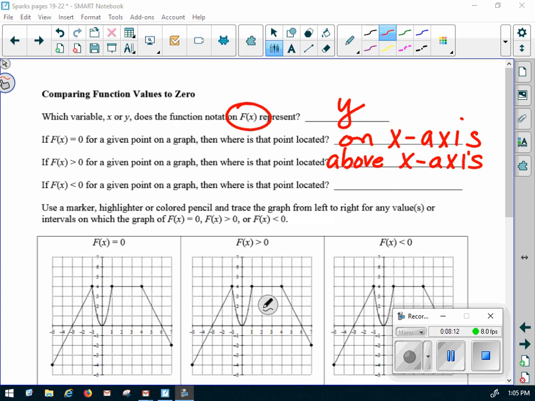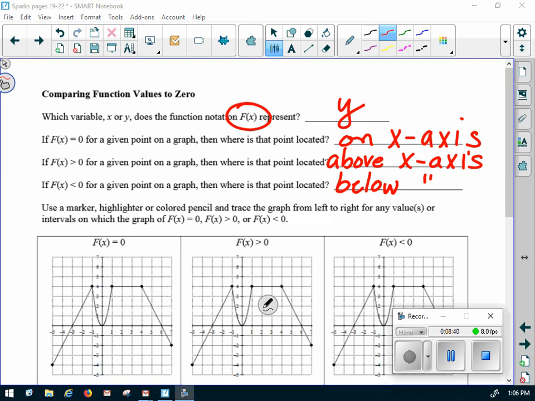Now, question. What quadrants then have a function value y that's positive? Quadrants 1 and 2. Good. Okay. F of x is less than 0 for a given point on the graph. Where is the point located? Below the x-axis. So that's in quadrants what? 3 and 4. Right.